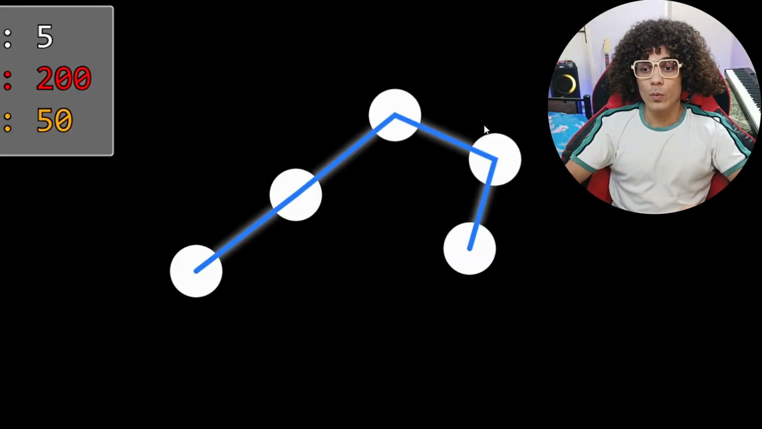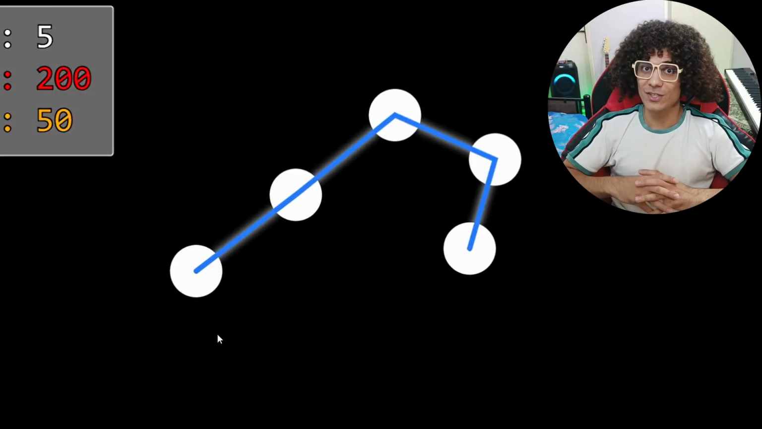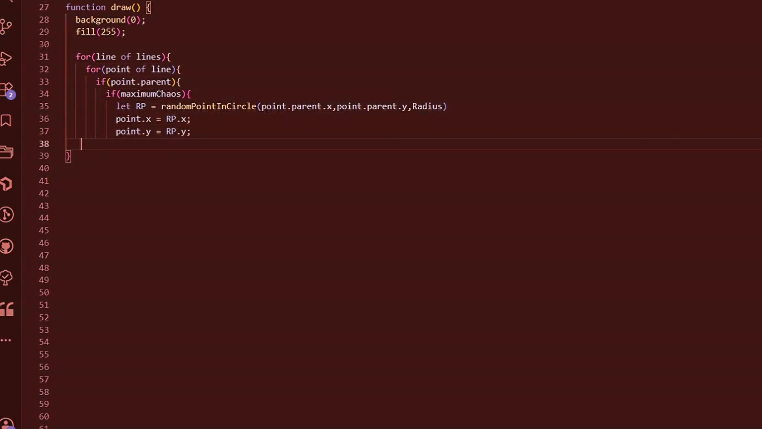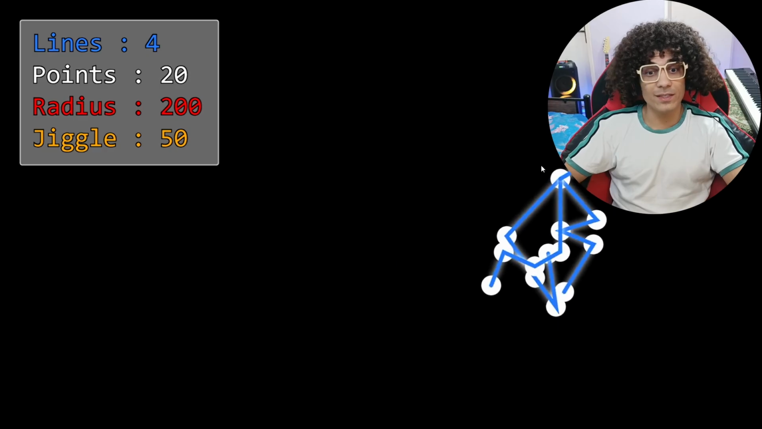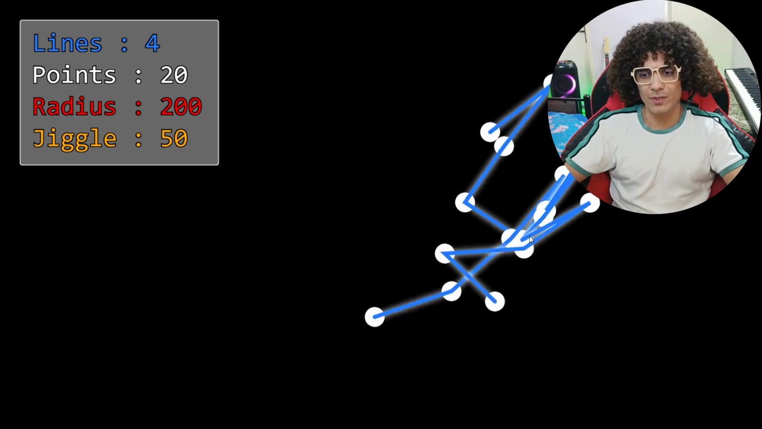As you can see here, we have a single line of points, which we're wiggling around. But I want to add more lines, each of them starting from the mouse position as the root. Here's how it will look like with multiple lines, each starting from the mouse position.